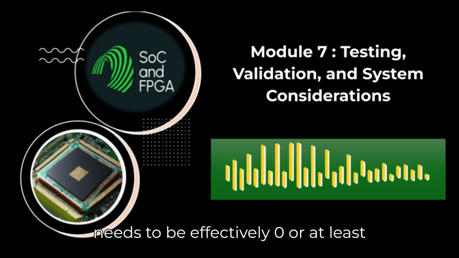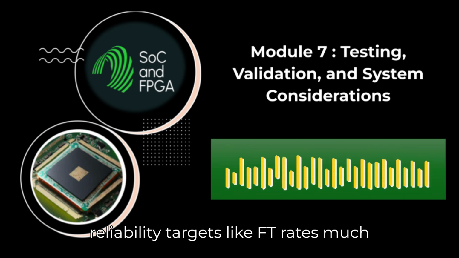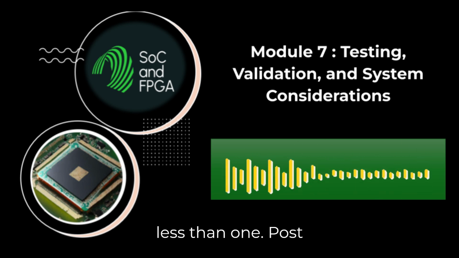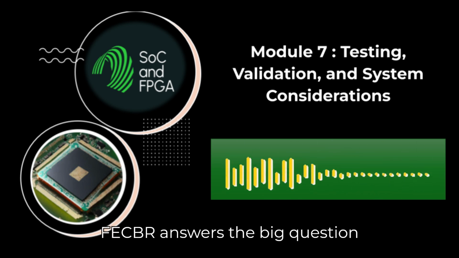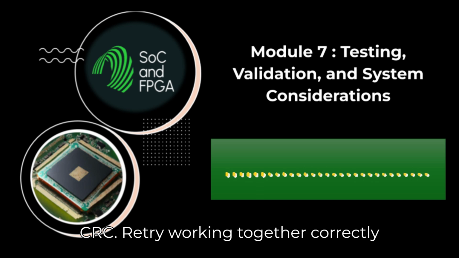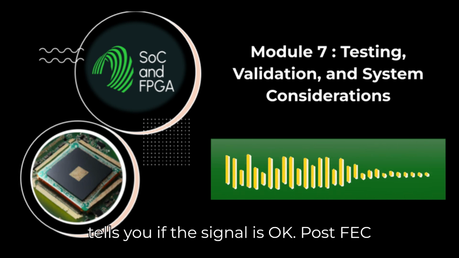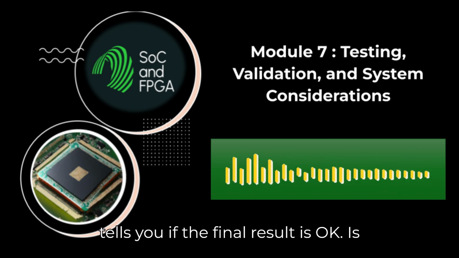Effectively 0. Or at least meet those extremely high PCIe reliability targets, like FIT rates much less than 1. Post-FEC BER answers the big question: is the whole system, channel, receiver, FEC, CRC, retry, working together correctly to deliver reliable data? Okay, pre-FEC tells you if the signal is okay. Post-FEC tells you if the final result is okay.